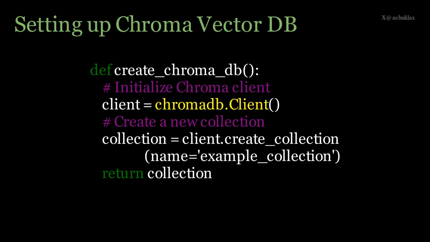Now let's initialize the Chroma client. So client equals chromadb.Client. This line creates an instance of the Chroma client by simply calling chromadb.Client, and assigns it to a variable named client.